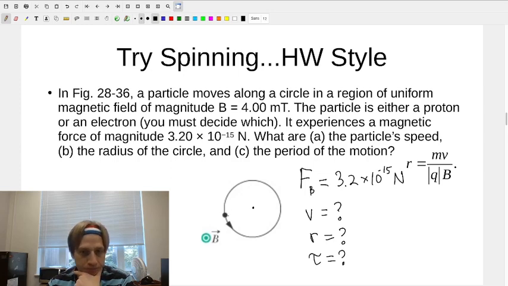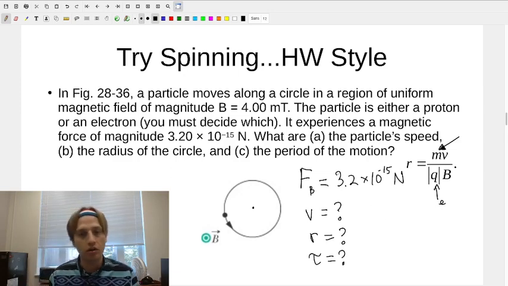So the first part says, is it a proton or an electron? And so that's going to be important because depending on which one it is, you're going to look up a different mass that's going to go into this. The charge is going to be the same. That's just going to be your fundamental charge, e, 1.602 times 10 to the minus 19th coulombs.